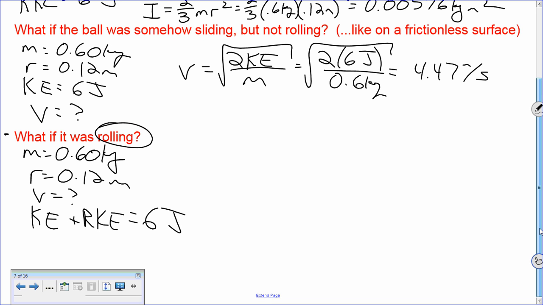Whoa. That's really weird. Plus RKE? Like add them together and they're 6 joules. The idea is the thing is rolling, so it's got 2 types of kinetic energy. Do you guys understand why it's both? We're good, Matt? Are you good? Yeah. Okay. All right, so look, this ends up not being that bad.